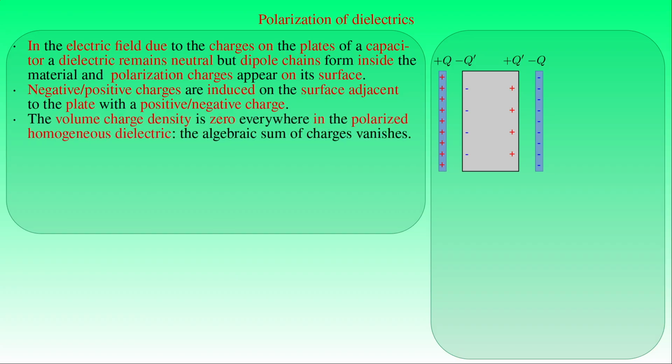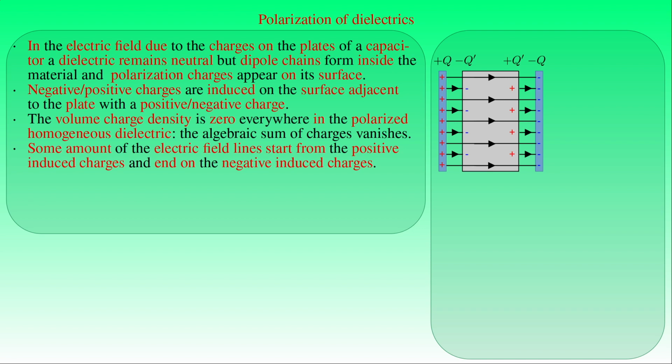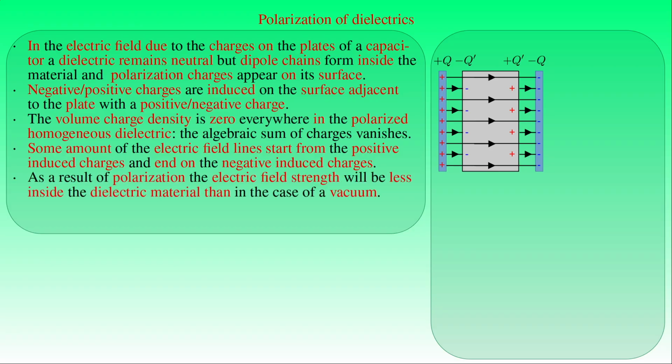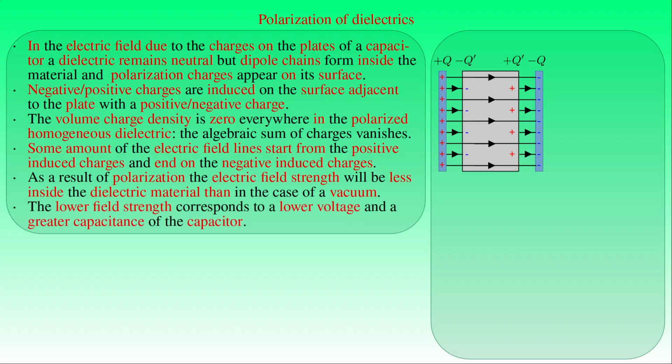The volume electric charge density is zero everywhere inside the polarized homogeneous dielectric, because the algebraic sum of the opposite charges in the dipole chains vanishes. Due to the presence of induced or polarization charges, some amount of the field lines of the electric field E0 start from the induced charges +Q' and end on the induced charges -Q'. As a result of polarization, the density of the electric field lines or the electric field strength will be less inside the dielectric material than in a vacuum between the plates with the same charges +Q and -Q. At the same time, the lower field strength corresponds to a lower voltage and a greater capacitance of the capacitor, in agreement with the result obtained in the first experiment.